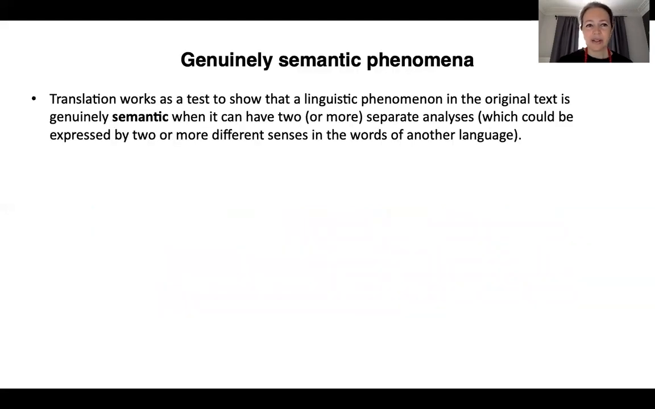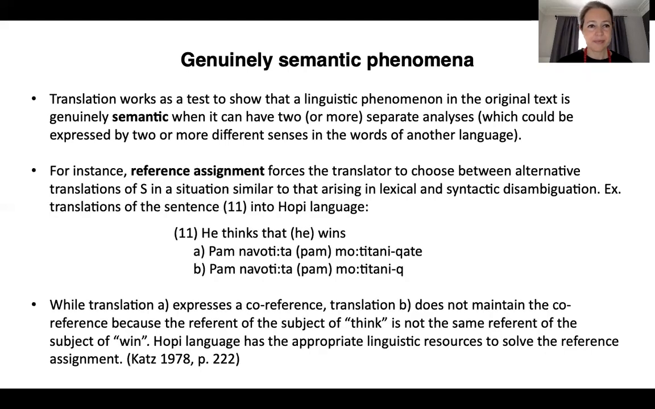So translation works as a test to show that a linguistic phenomenon in the original text is genuinely semantic when it can have two or more separate analyses, which could be expressed by two or more different senses in the words of another language. Take, for instance, the case of reference assignment that forces a translator to choose between alternative translations of the original sentence, in a situation similar to that arising in lexical and syntactic disambiguation.